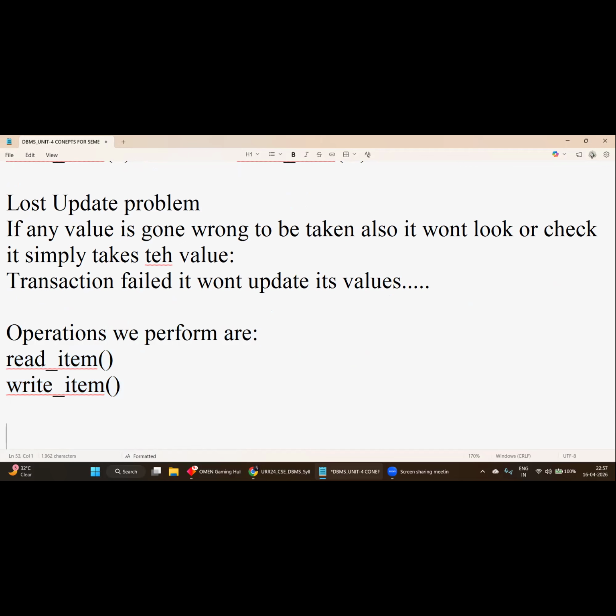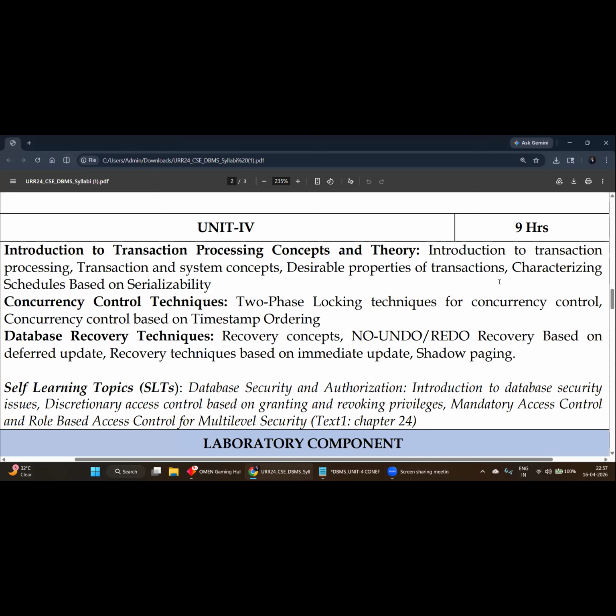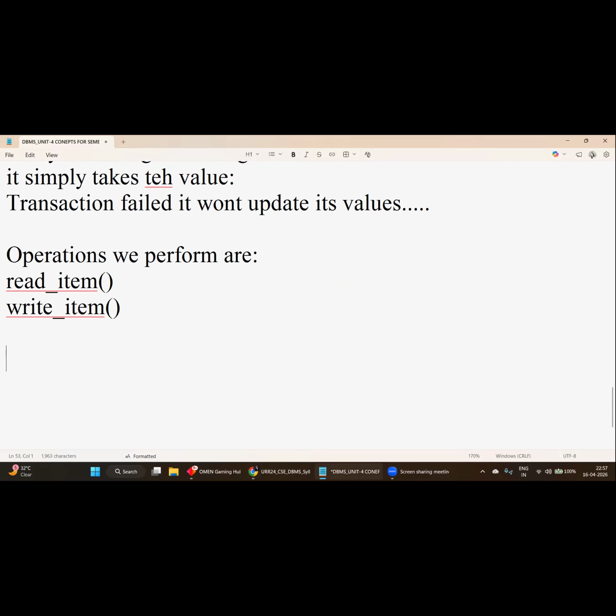Now let us discuss the next topic, that is desirable properties of transactions. Before going to it, we will learn a short answer, a 2 marks question. That is, what are the transaction states? Transaction states are of 5.